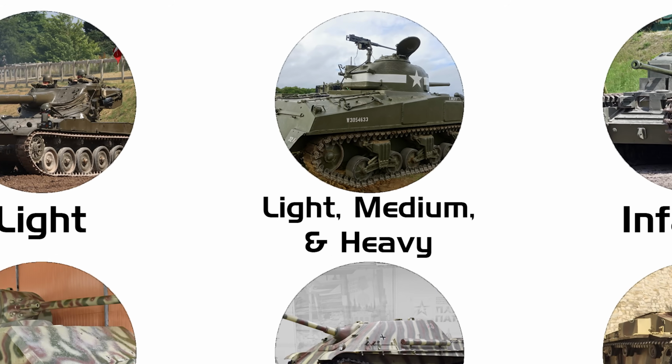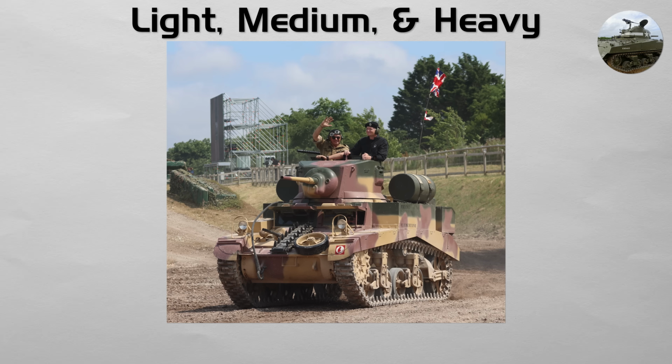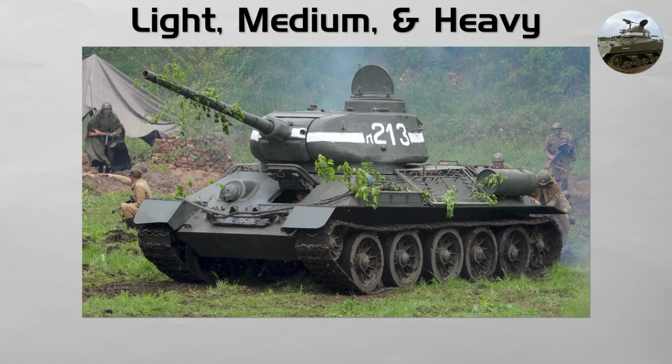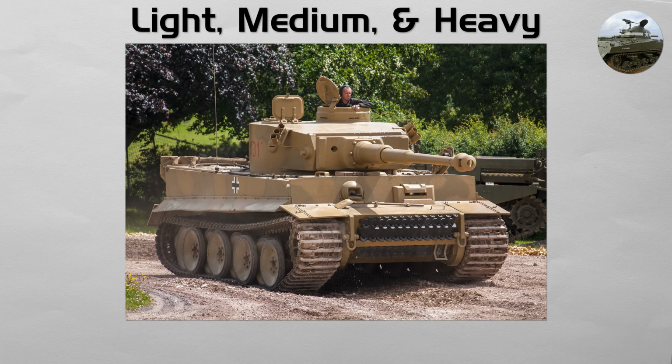Light, medium, and heavy. This was the main way tanks were classified for much of the 20th century, especially in World War II, by weight and battlefield role. Medium tanks, like the M4 Sherman and the T-34, were the versatile workhorses that formed the bulk of armored forces. Heavy tanks, like the Tiger I, traded speed for thick armor and heavier guns, designed to break through strong points and win head-to-head fights.